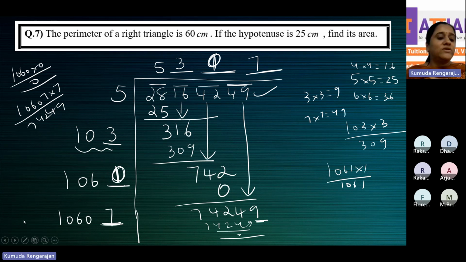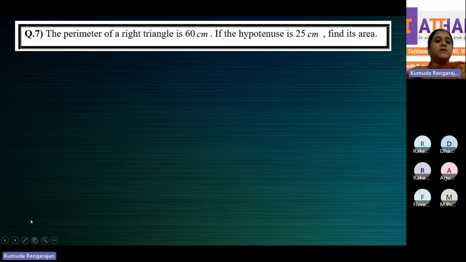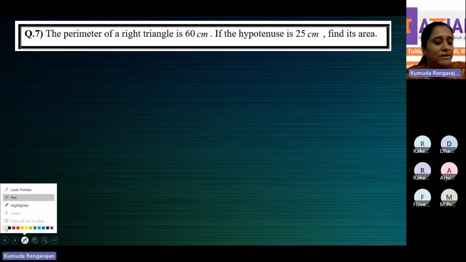All right. So this one, children, I think you can complete at home. The perimeter of a right triangle is 60, hypotenuse is 25, find its area. I'll just get it started. You can complete this later.